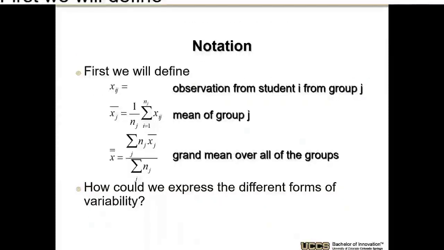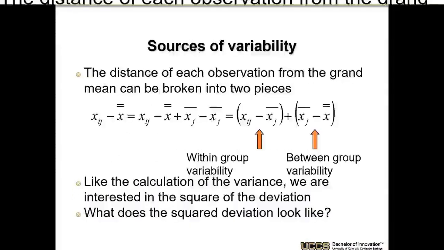So we're going to look at the observations from the different groups. We can talk about the means from students I and group J. We can compute the mean of group J, and then we compute the grand mean over all the groups. We can put all these together, so we can then use these to look at what happens in the variability. If I look at the difference between a sample and the grand mean, I can express that as the difference between the value and the group's mean plus the difference between the group mean and the grand mean. So I basically add and subtract a number.